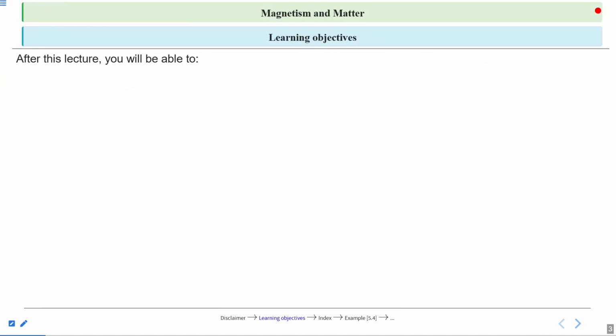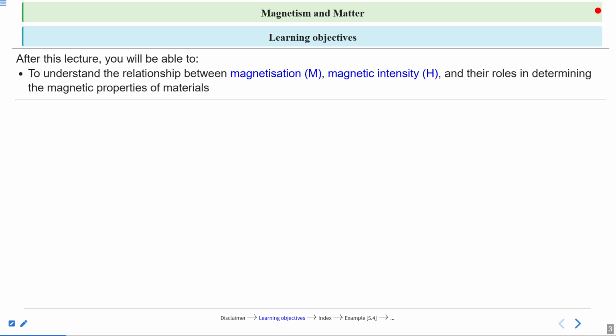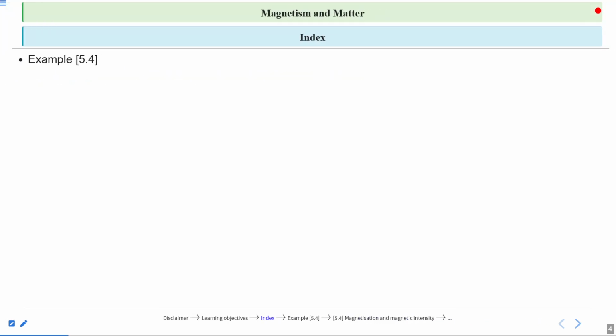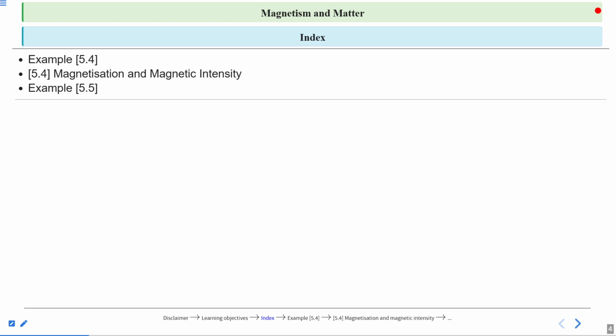So learning objectives. After this lecture you will be able to understand the relationship between magnetization M, magnetic intensity H, and their roles in determining the magnetic properties of materials. The topics that we are covering today are example 5.4, then NCERT section 5.4, magnetization and magnetic intensity, and example 5.5.